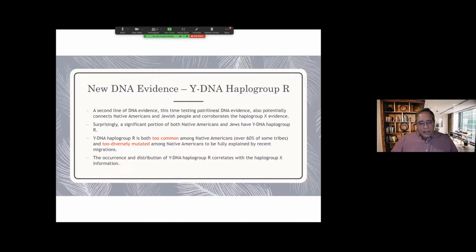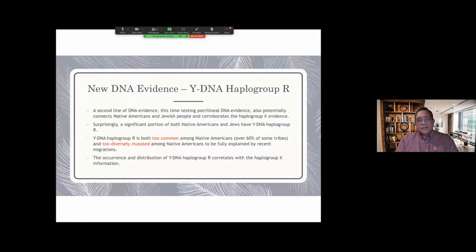But the problem with that is that it has been found in certain tribes too commonly and too diversely mutated to be fully explained by this. For example, in the Ojibwa tribe, in some of those tribes over 60% of the men will have this Caucasian DNA type. And when they are tested, these are people who claim that they have pure ancestry in that tribe.